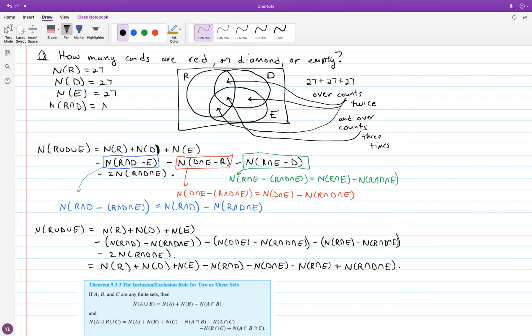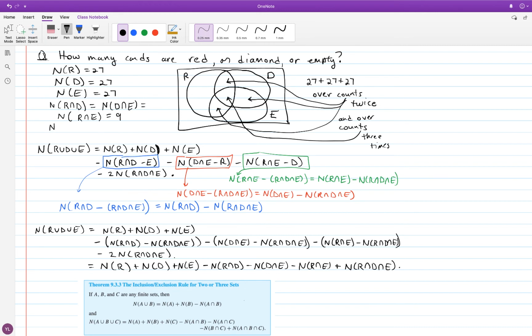And by the way, the number of elements that are red and diamond is going to be the same count as the number of diamonds and empties, which is going to be the same as the number of red and empties. And that is all 9. And you can think of it in terms of the multiplication rule like the following. Let's say I'm trying to figure out how many cards are red and diamond. Well, all that's left to decide is what shape are we talking about and what shading are we talking about. And since there's 3 shapes and 3 shadings, that gives you 9 total possibilities for red diamond cards. And it's the same logic for the other 2 intersections.